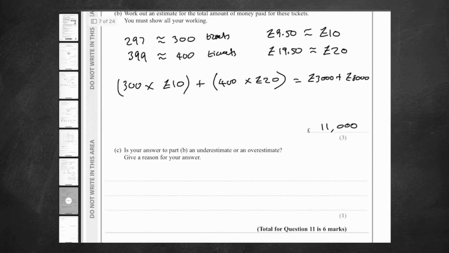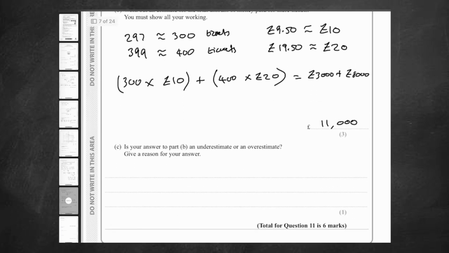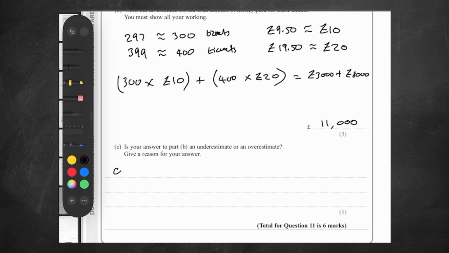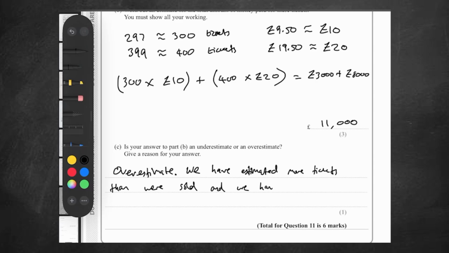Part C, is your answer an underestimate or an overestimate? This is an overestimate. And this is because we have estimated more tickets than were sold, and we have estimated a higher price. So our total will be higher.